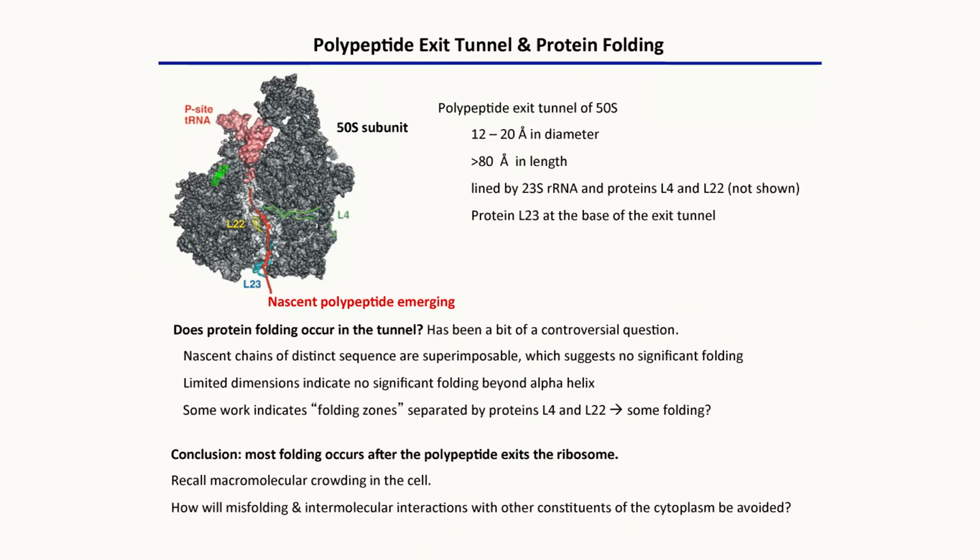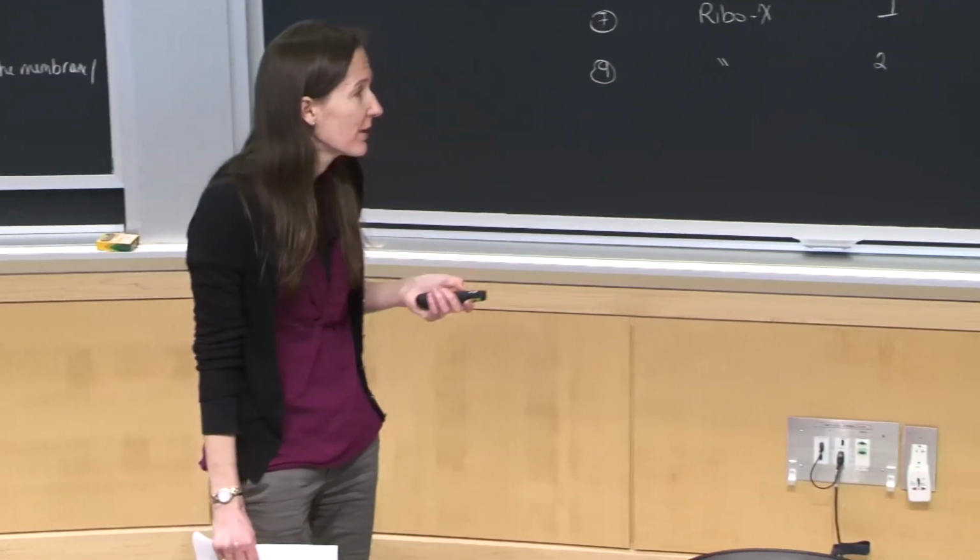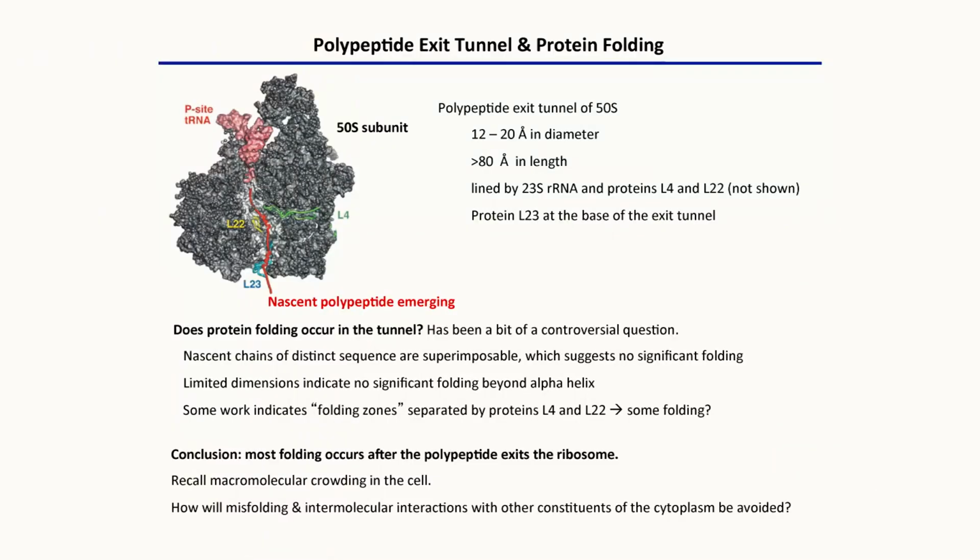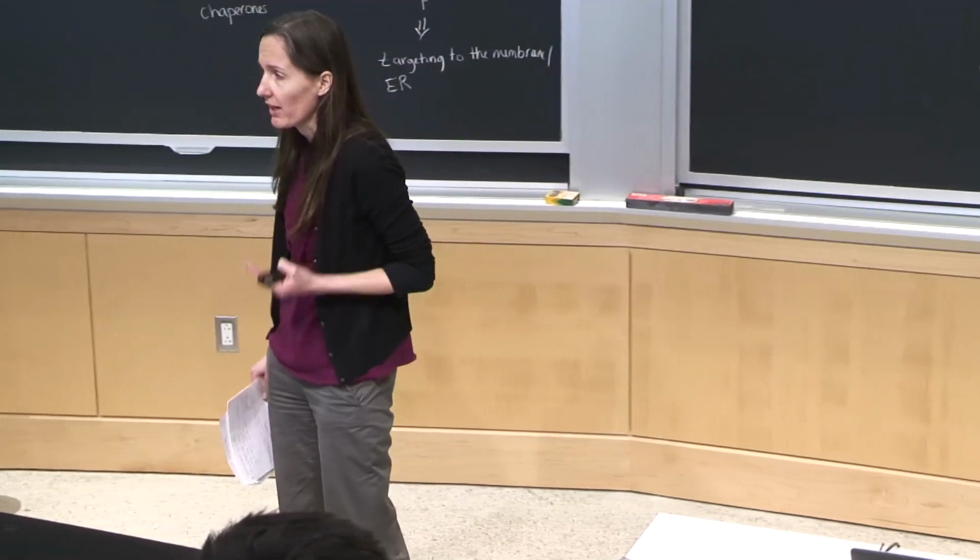So is it possible for some alpha helical fold to occur in this exit tunnel? Presumably. There is some work that indicates there's folding zones in the exit tunnel, so maybe some folding happens there. But really the main conclusion is that most folding occurs outside of the ribosome and after the polypeptide emerges from the 50S here. Okay. So if we're thinking about most folding of polypeptides as occurring in the cytoplasm for cytoplasmic proteins, what we need to think about is that environment.